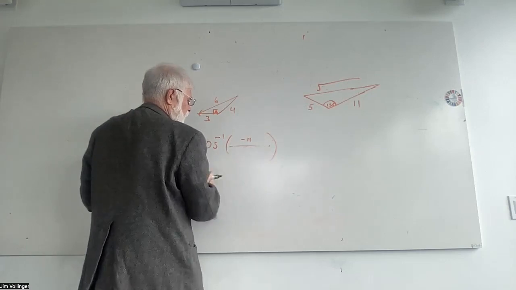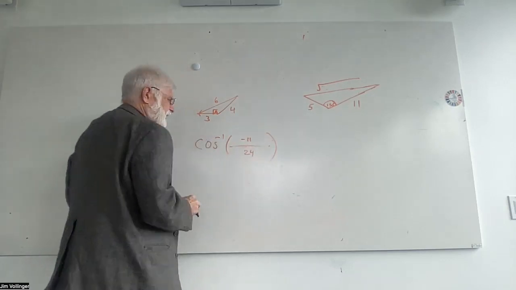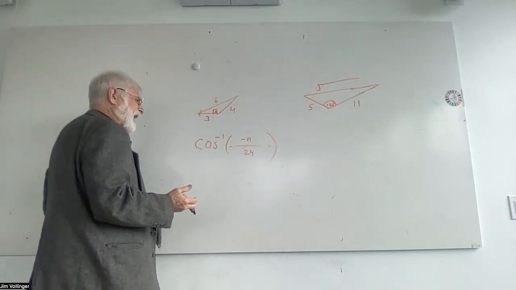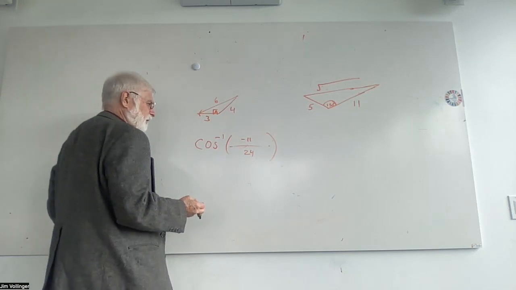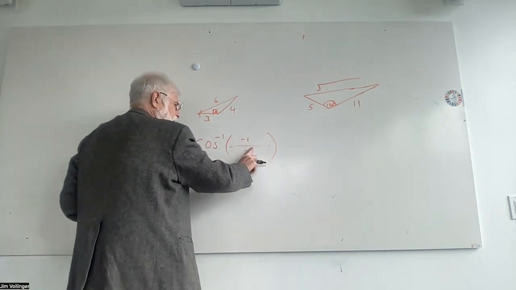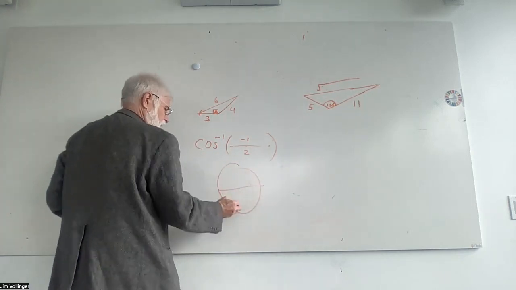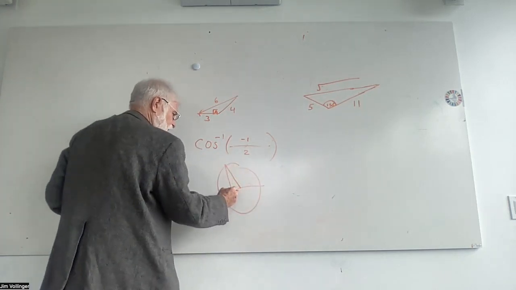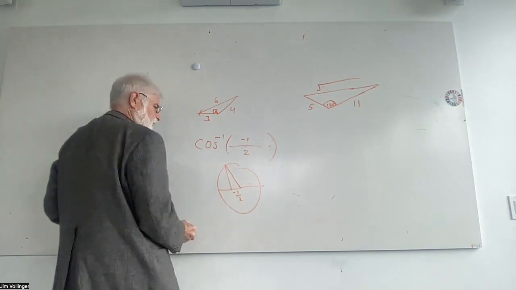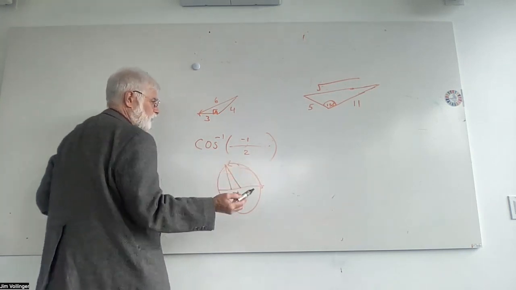6 times 4 is 24. That's not really 1/2, but it's really close to -1/2. So let's do -1/2. Okay, what's the cosine inverse of -1/2? Well, I hope you're drawing that triangle, and I hope we've done enough work to know that that's 120 degrees.